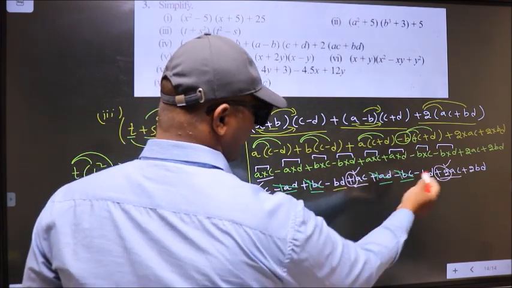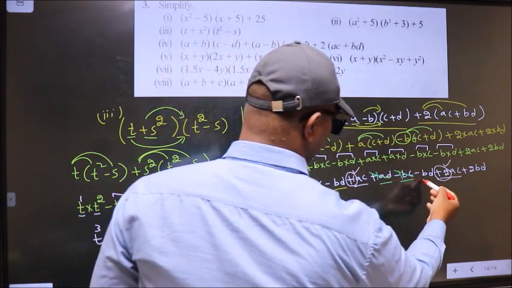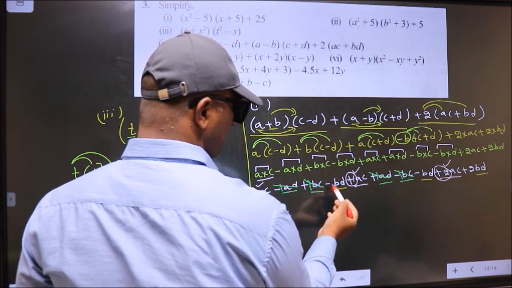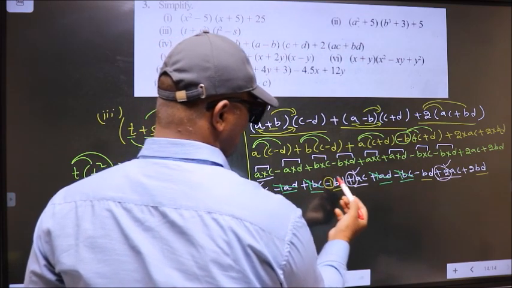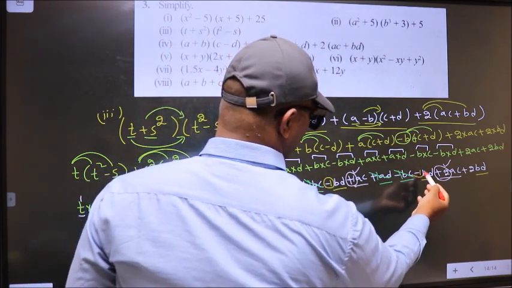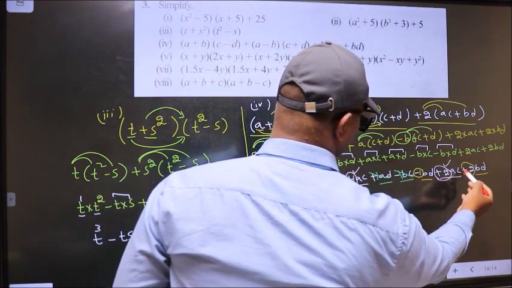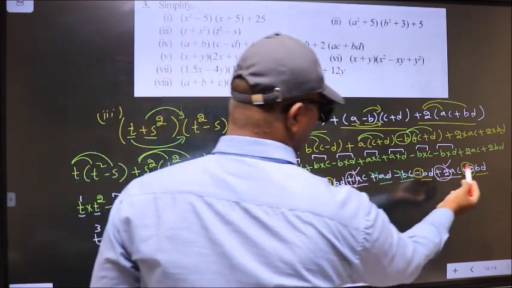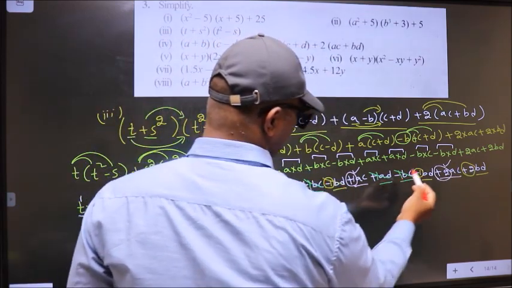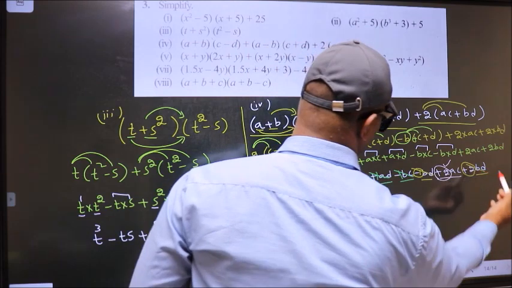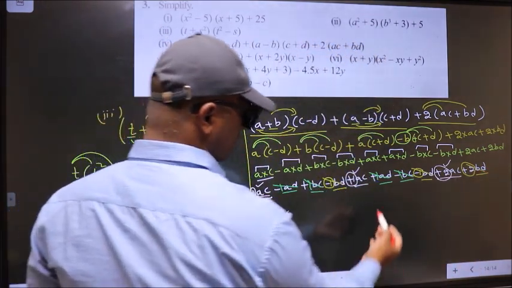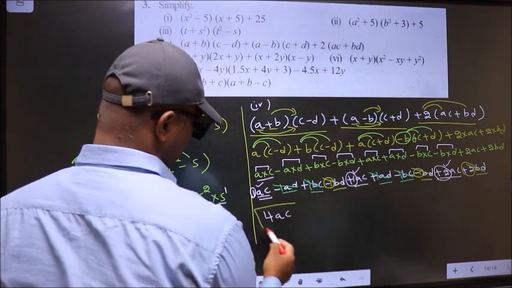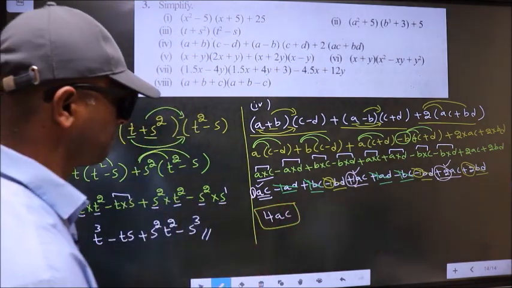Next term BD. Do we have BD anywhere else? Here and here. So now look at the number before them. Minus 1 and plus 2. So minus 1 minus 2... minus 2 into plus 2 is 0. So these three are gone. So no other terms are left out. So this is our answer.